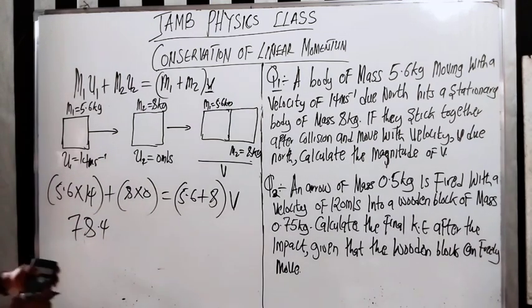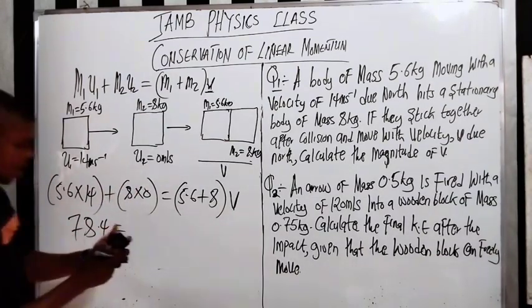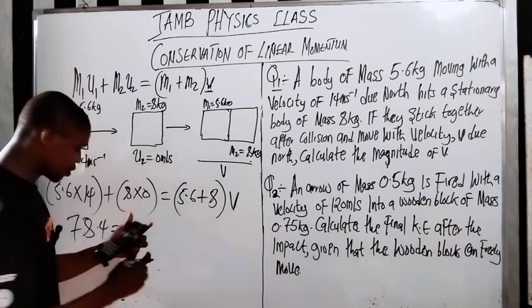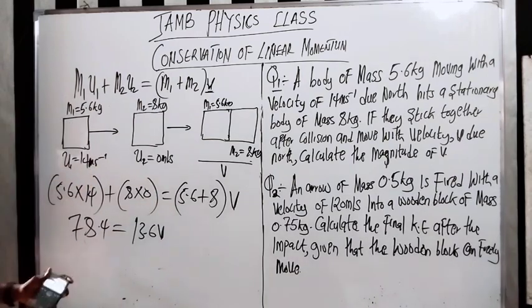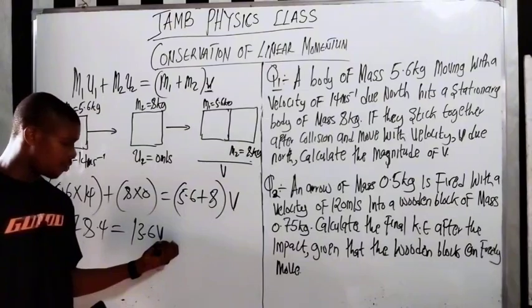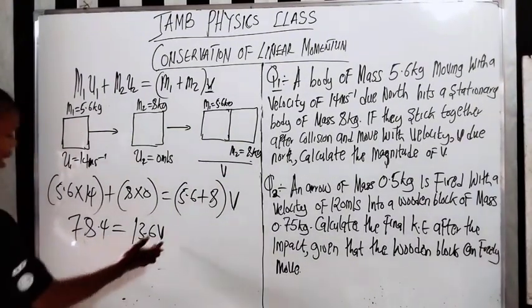78.4, right? 78.4 equals, because here is already 0, equals 5.6 plus 8. Here we have 13.6, right? Volts, or V. 13.6 V, which is the final velocity here. So let's make V the subject of the formula here.